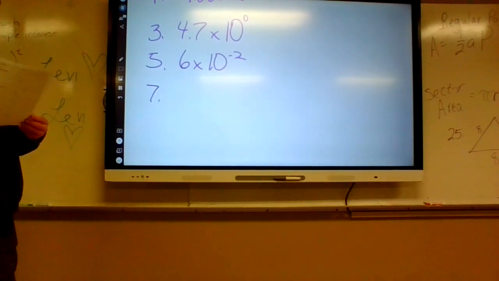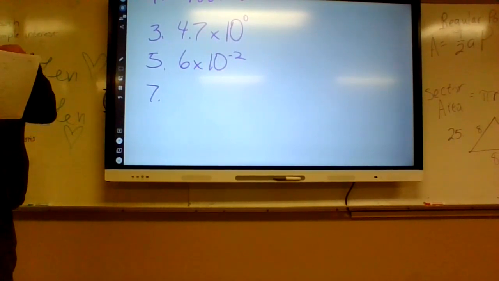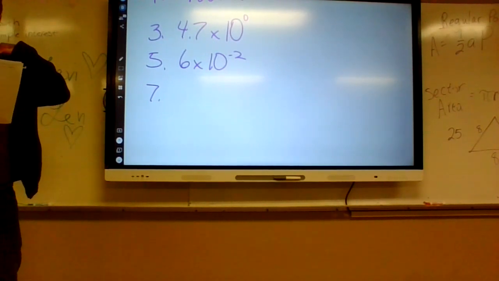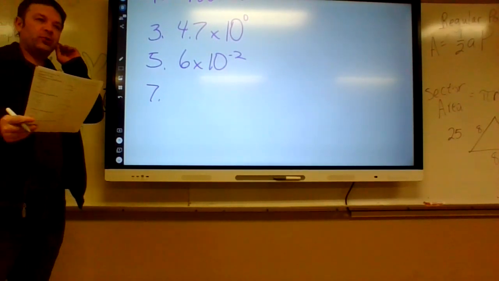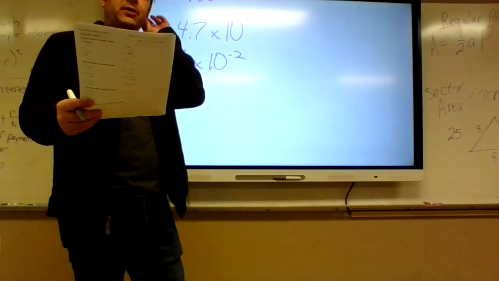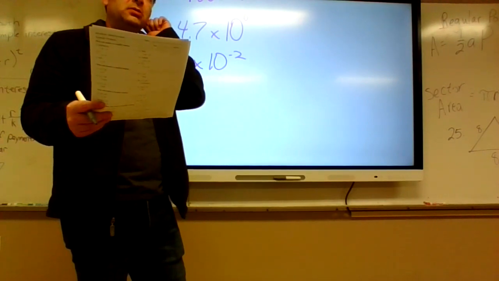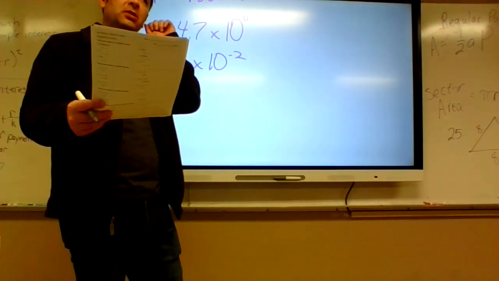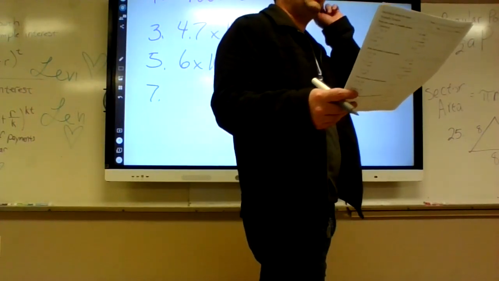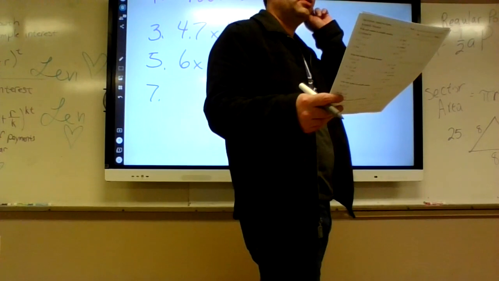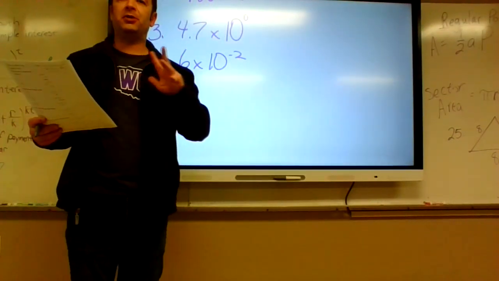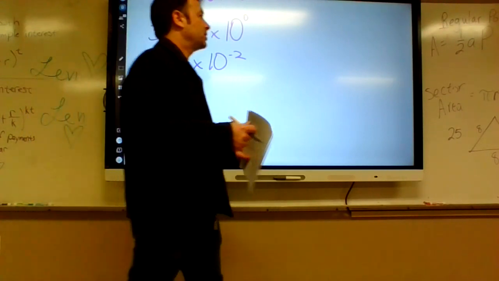Okay, Eli, number 7. What does standard notation mean? Yeah, it means normal numbers. So how do we do it without the calculator? Move the decimal 3 times, but which direction are we going? If I multiply by 10 to the 3rd, is that going to make my number get bigger or smaller? Bigger.